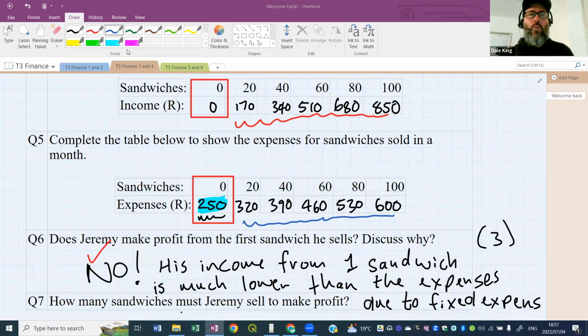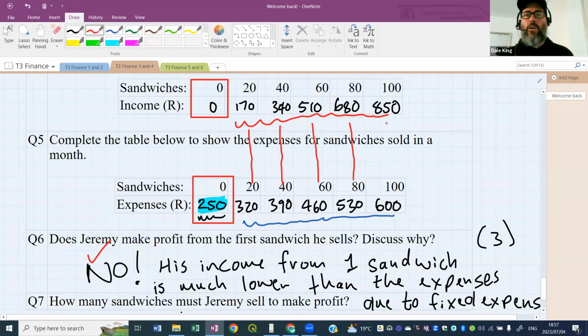So guys are saying, sir, when you subtract these values here, when you subtract these values, where do you get a positive answer? The first time you will see it is here at 60. Look at those values. You see that for 60, 510 is bigger than 460. 510 on the top for income is bigger than 460 for expenses. That's when they're going to start making profit. From there onwards, like Mbabo said, from 60 onwards. Okay, from 60 onwards in these two tables is where this person is making profit.